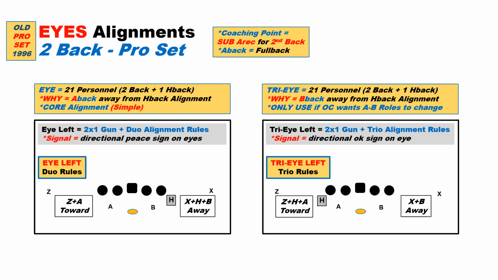We just go I left, same rules. Z and the A towards the call, with A now in the backfield, and the H and the X and the B back away. If we ever want to flip the backs, we just go to a tri-I, which is the diagram to the right. But again, you can simply use the I left or right call and make the substitution to keep things simple.